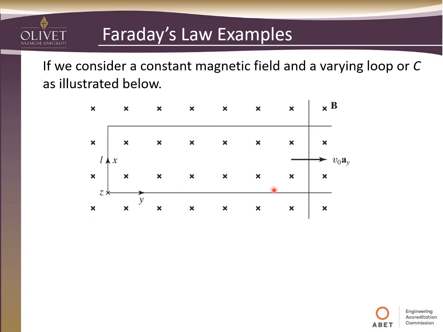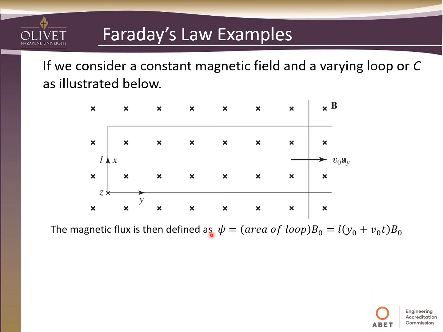All right, and so we have Y defined in this direction, X defined in that direction, and this wire is moving at some constant velocity in the Y direction. So we've also defined this length here as L. So if we do that, the magnetic flux, or at least the flux in this loop, is defined by the area of the loop times the magnetic field density. So how do we get that?